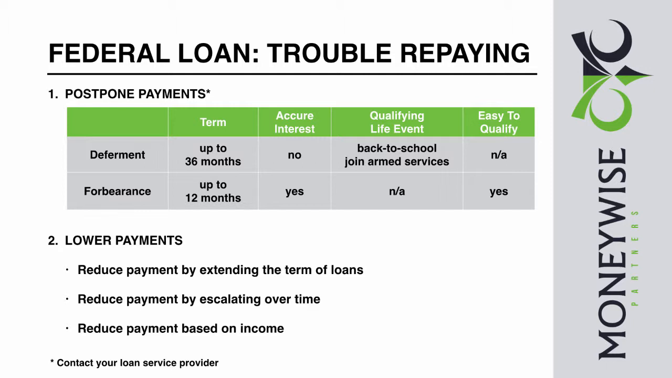The second option of lowering your payments can be done in one of three ways. You can restructure your loan to extend the term. You can restructure your loan to escalate payments over time, paying a little on the front end and a lot on the back end. Or you can reduce your payments based off of income.